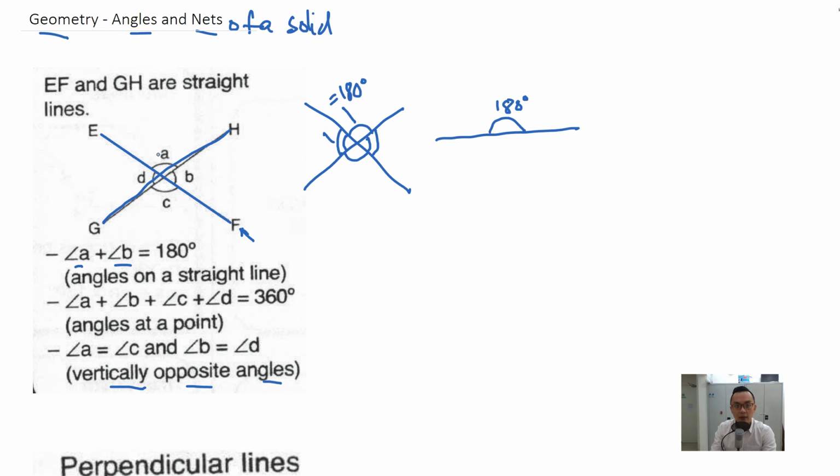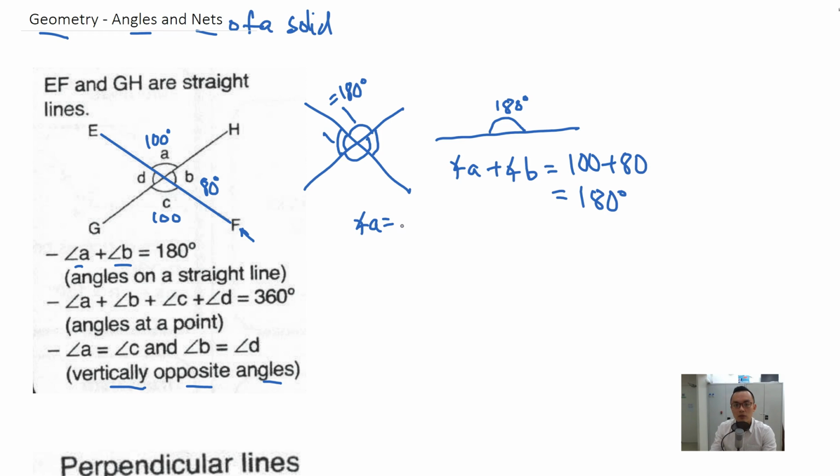So let's say angle A is 100 degrees and this is 80 degrees. So angle A plus angle B equals 100 plus 80 equals 180 degrees. Angles A, B, C, and D equal 360. So if angle A is 100, angle A equals angle C equals 100 degrees.